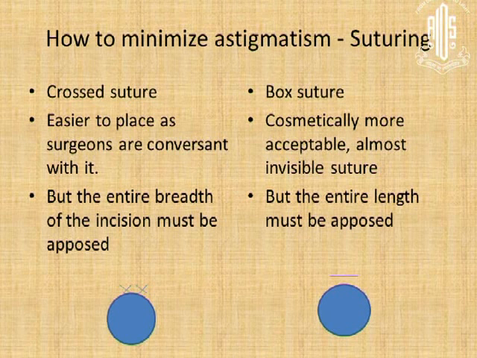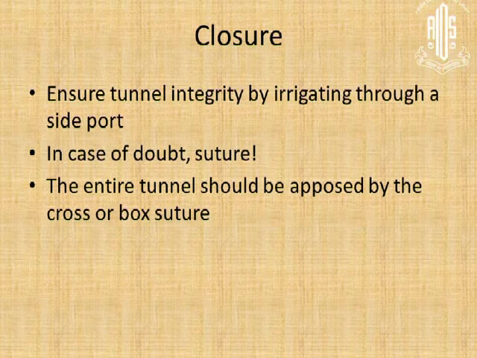But the box suture is cosmetically more appealing because it's almost an invisible suture. But again here, the entire length of the incision must be opposed. Because if we suture only the outer lip, then we can have bleeding or oozing through the inner lip, and that can lead to a problem. And of course, finally, we must ensure tunnel integrity by irrigating through the side port. And whenever there is a doubt, please suture.